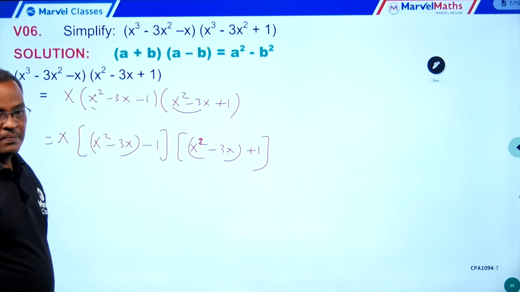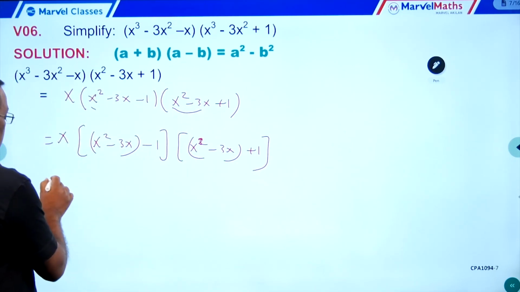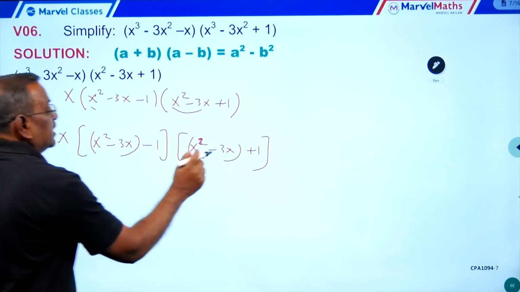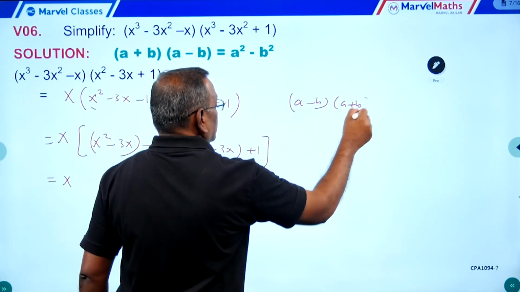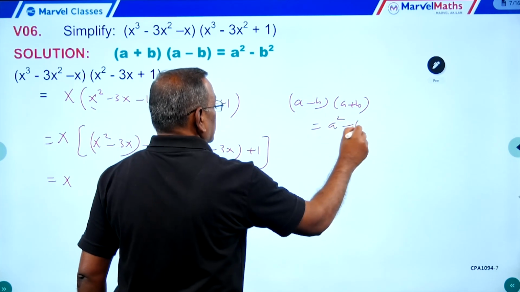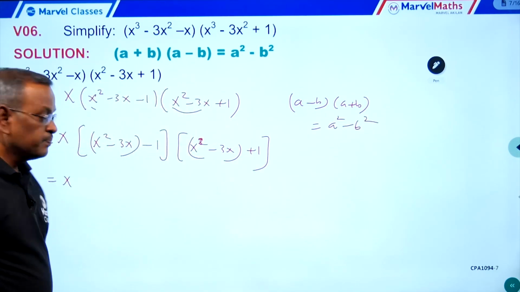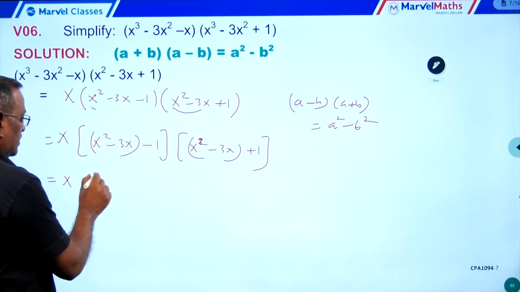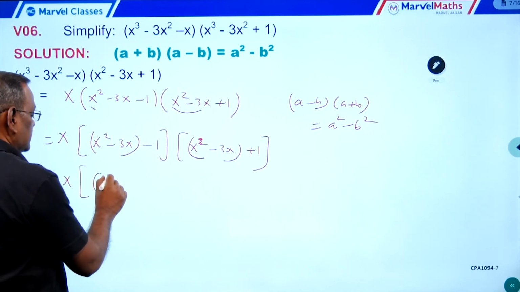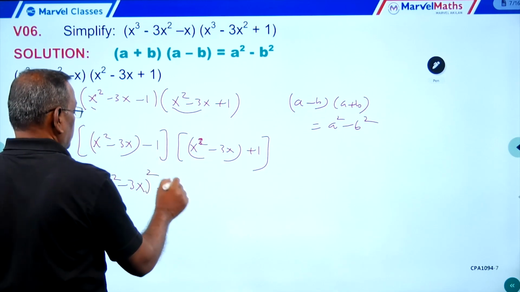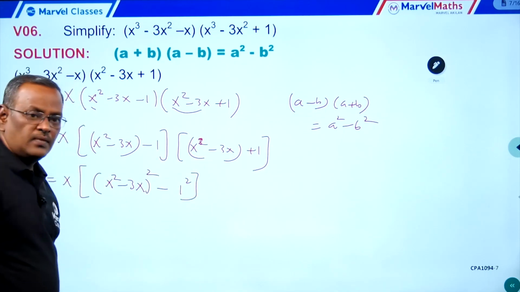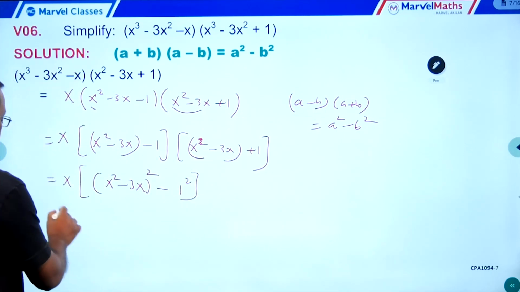So what is the concept applied? Method of grouping. Now what is the concept of this? a minus b into a plus b equals a square minus b square. Clear? So what is a square? x square minus 3x the whole square, minus b square, 1 the whole square. So what is the value becomes?